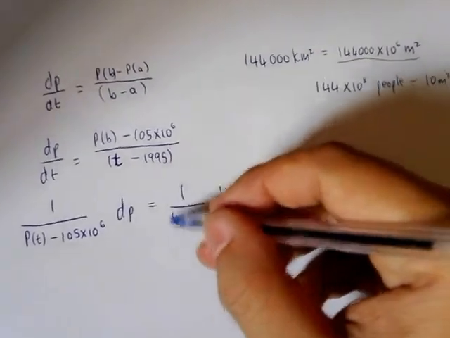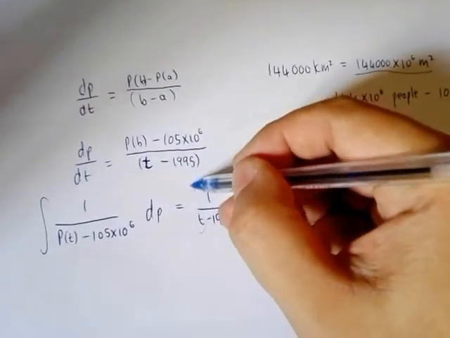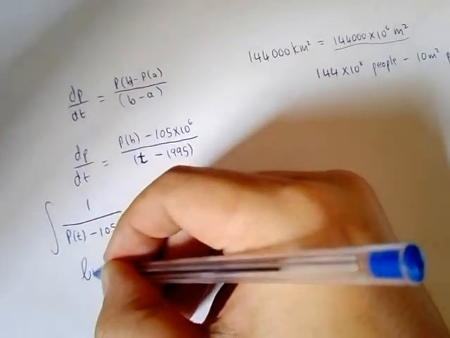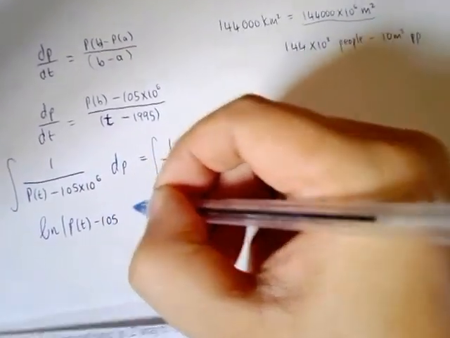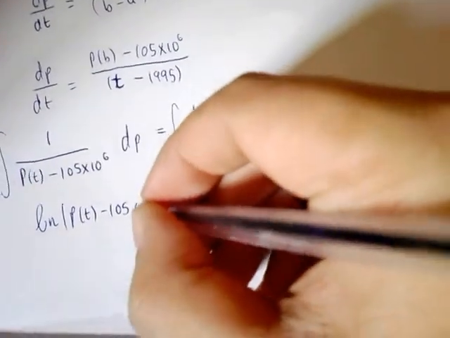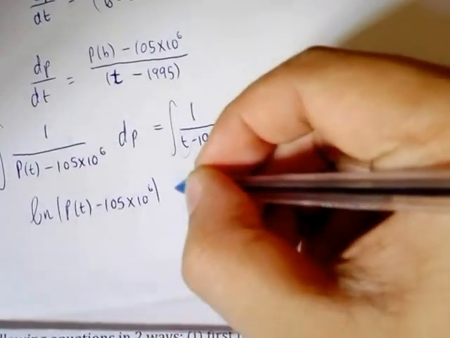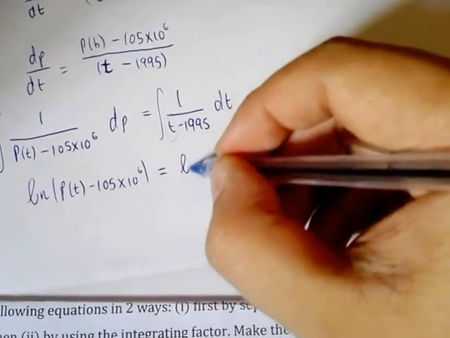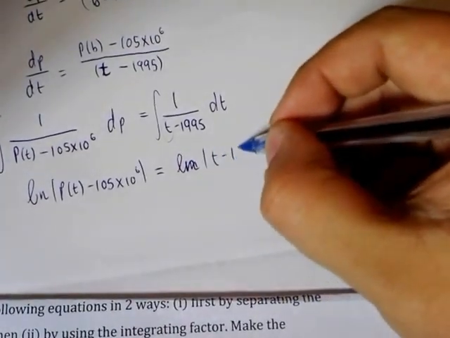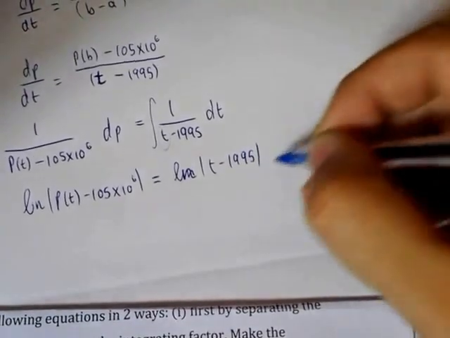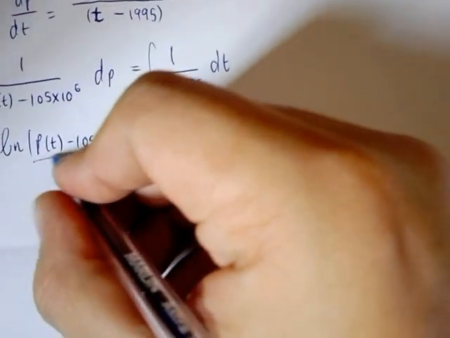Now, since the variables are split, we can just take the integral of both sides. This side will end up with natural log of p minus 105 times 10 to the 6, which is equal to natural log of t minus 1995 plus the constant. Okay, so now what we want to solve for is this value here, because that is the population at any given point in time.